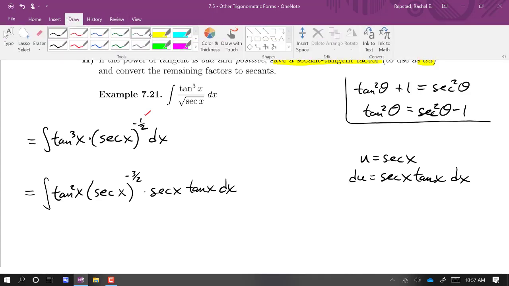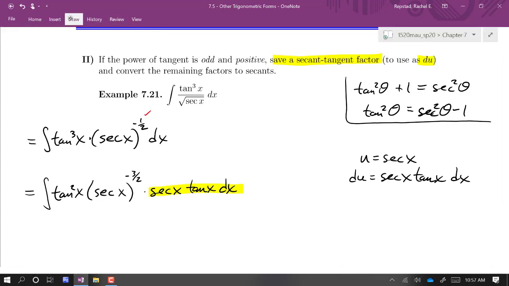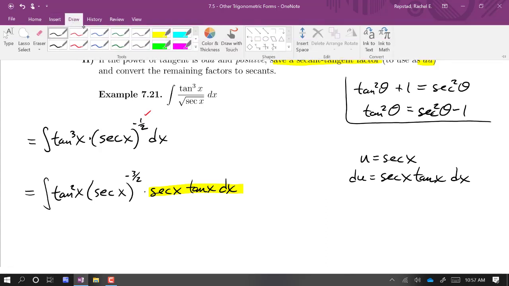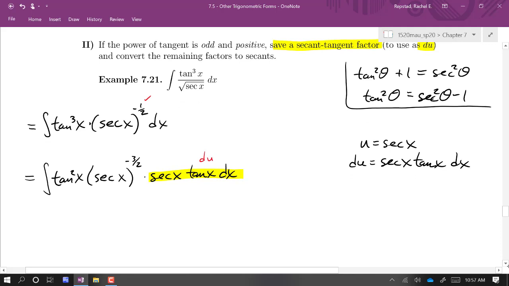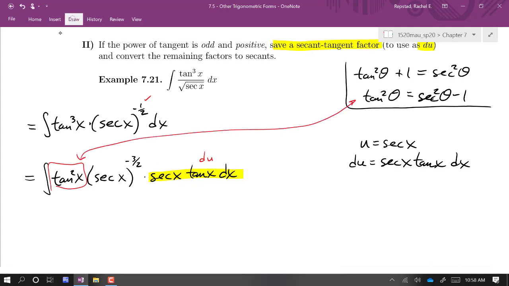So here is du. This is u squared. Oh, that's not u squared. That's tan squared. So I want to convert. If that's my du, I want the rest of it in terms of just secant. Okay, so I'm pretty psyched about the secant to the negative 3/2. That's just u to the minus 3/2. But I got to do something about this tan squared. And what I'm going to do is use Pythagoras to rewrite it. So this is secant squared x minus 1.